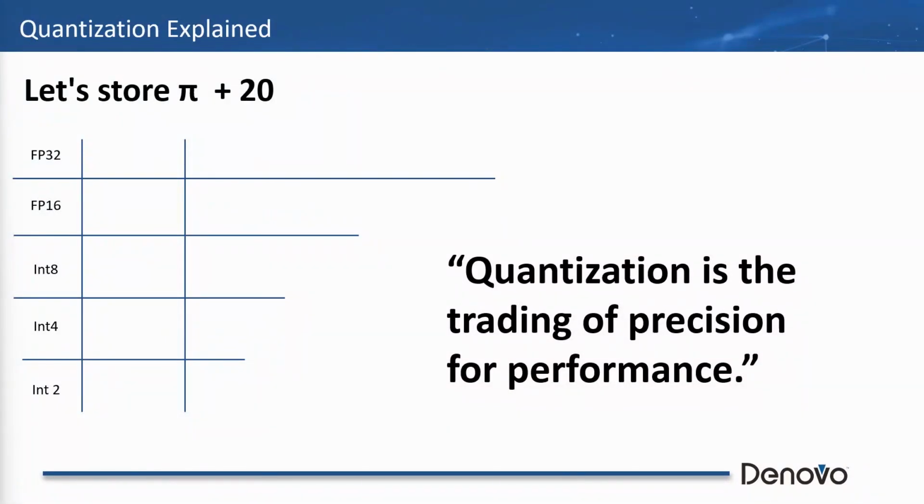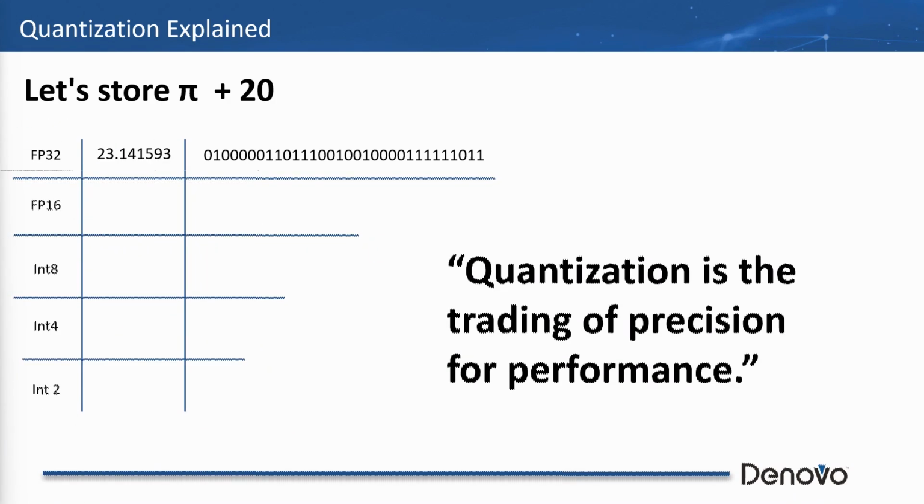So I'll give an example of what quantization is. Let's say I want to take pi plus 20, and I want to store it. So at the very top is floating point 32. Also, for most models, this is what's considered full precision. If I were storing that number, it would be represented by 32 binary values and 7 decimal points, so 20.141593.